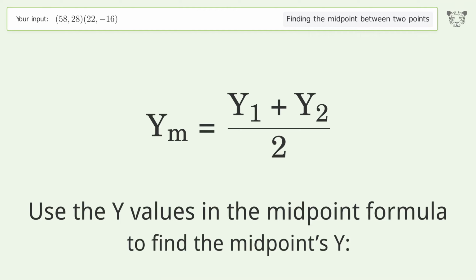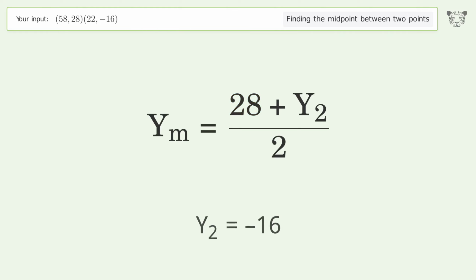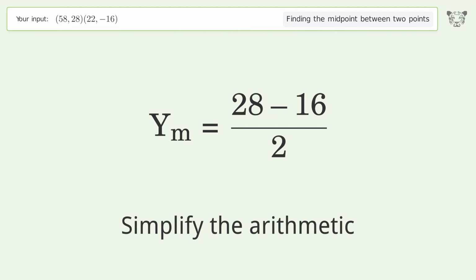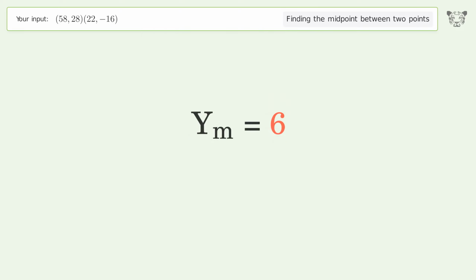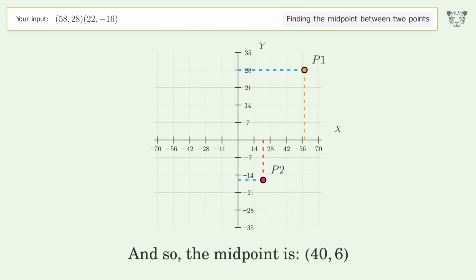Use the y values in the midpoint formula to find the midpoint's y. y1 equals 28. y2 equals -16. Simplify the arithmetic. And so, the midpoint is 40,6.